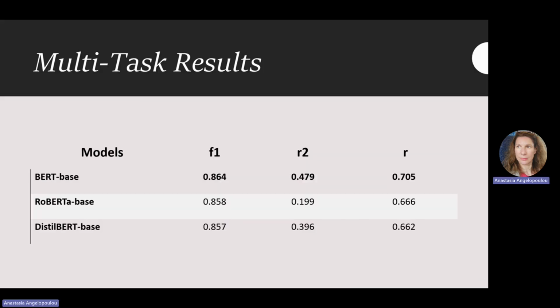Now I will move to the results. In our approach, as we have three models, we can see that the BERT base, that's the top one, gets the highest result in F1, R2, and Pearson correlation R. That means that this is by far the best model if we have to do something like a multi-output approach involving these parameters.